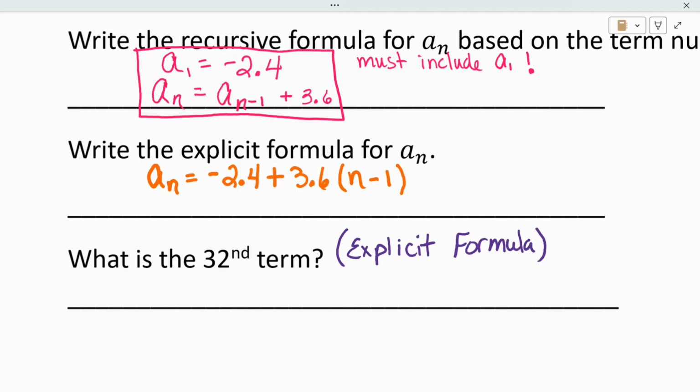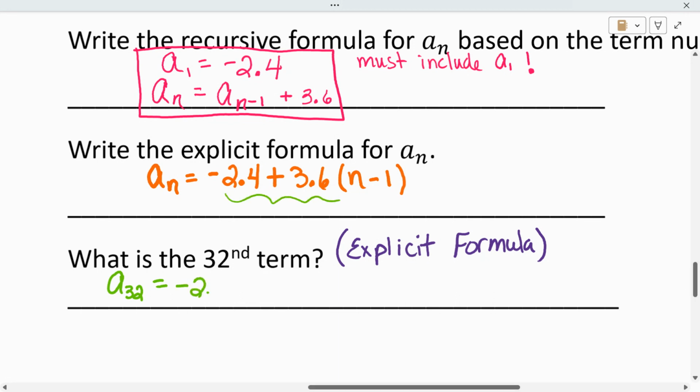So let me say it again. If I want to find the 32nd term, I'm going to replace my n right here with a what? With 32. Exactly. That's exactly what I'm going to do. Because remember that all that subletter, or that subnumber, does is tell you what the term number is. So I'm going to write a sub 32 equals, and then I'm just going to finish out this equation.